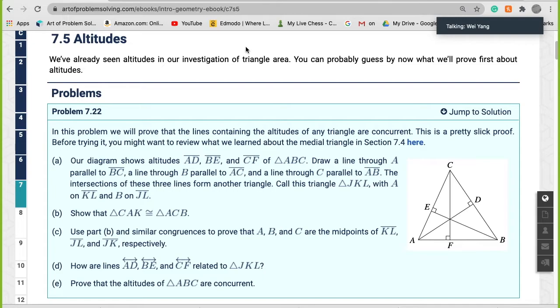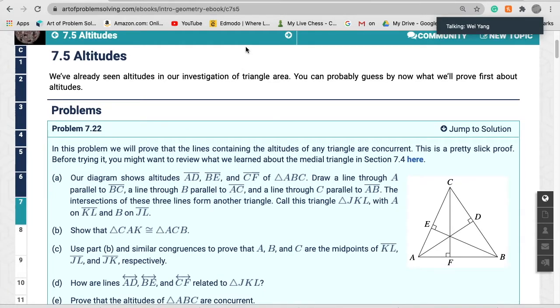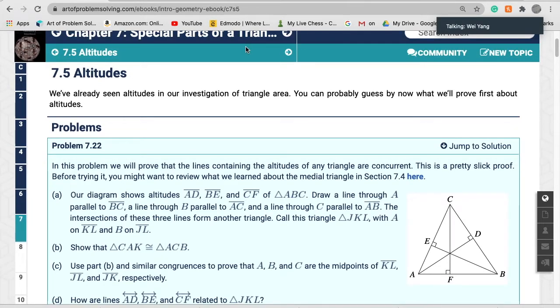We'll start learning Section 5, Chapter 7. In this section, we'll learn the altitudes.